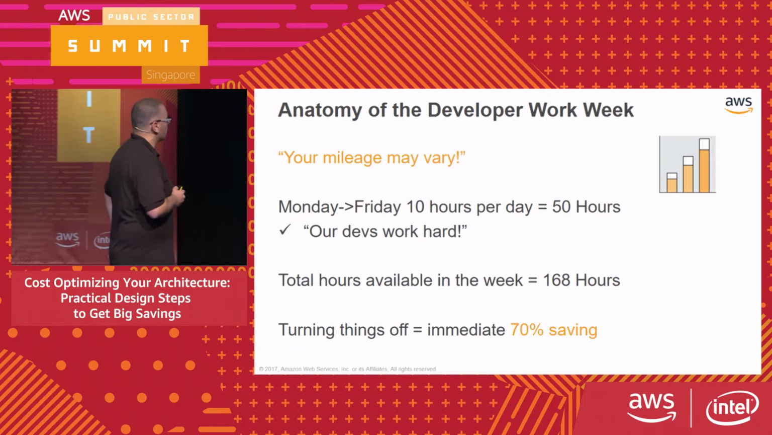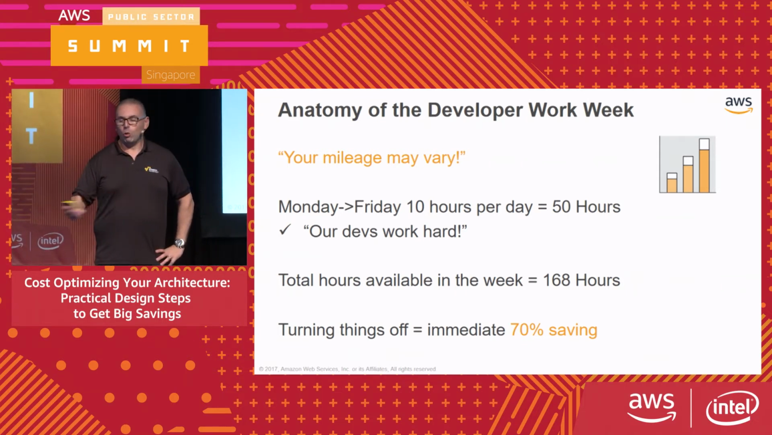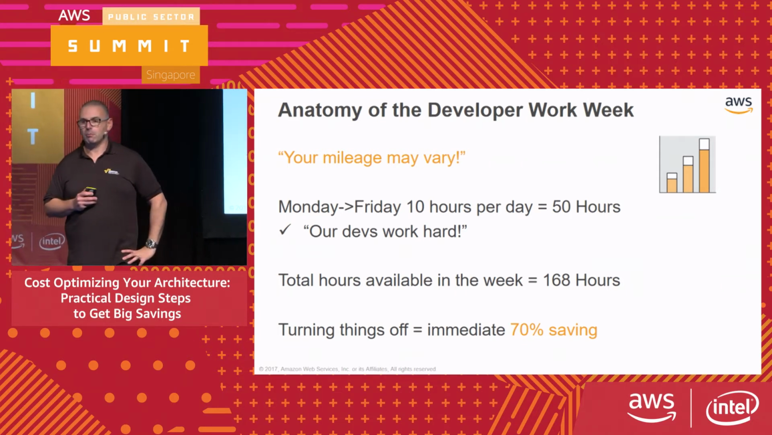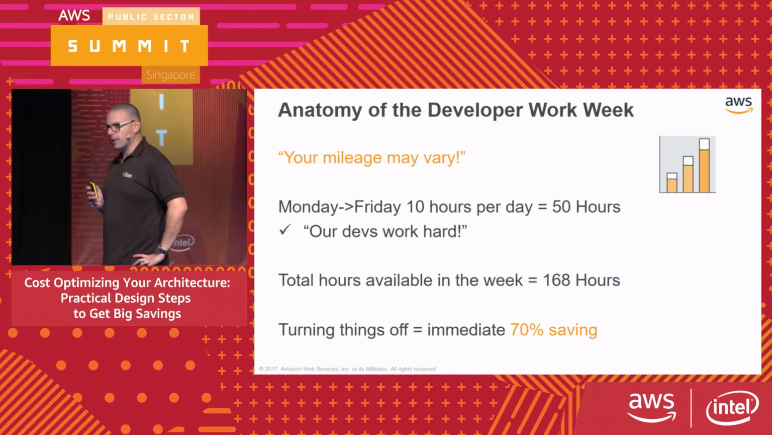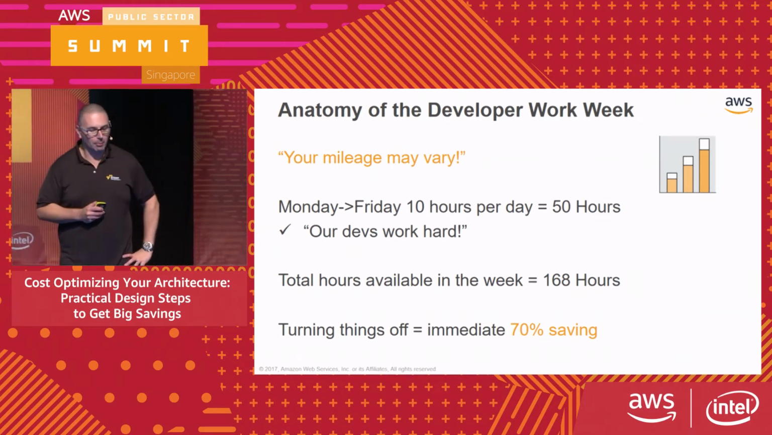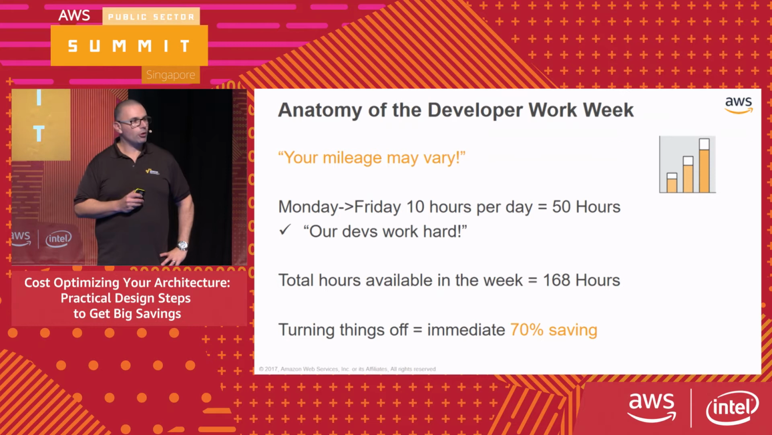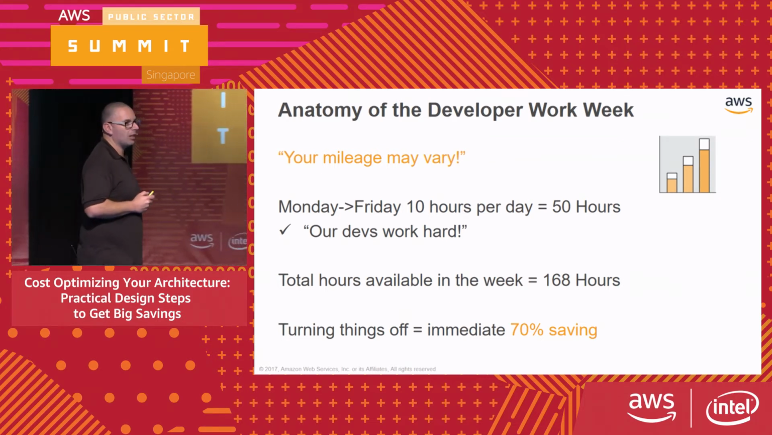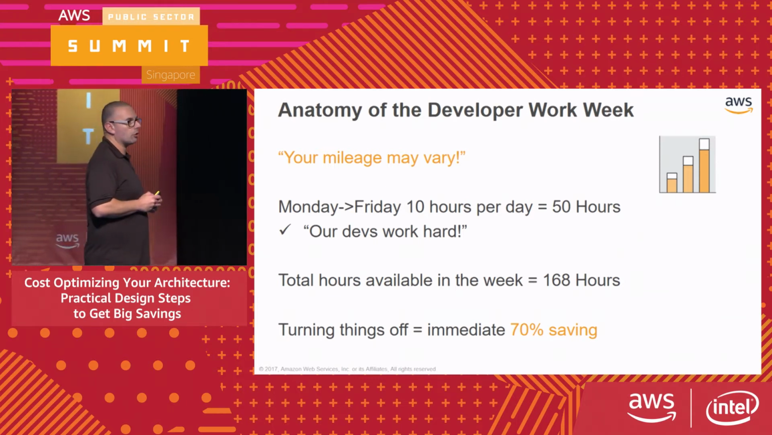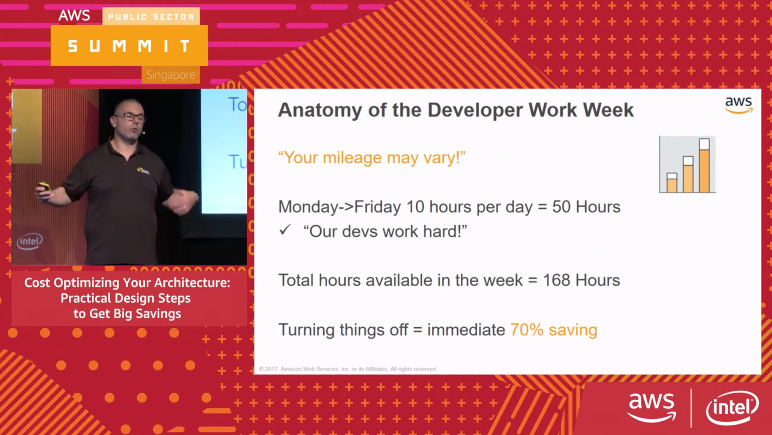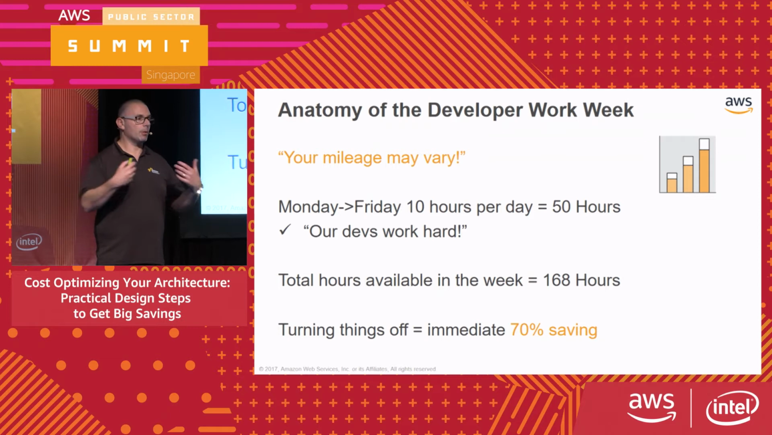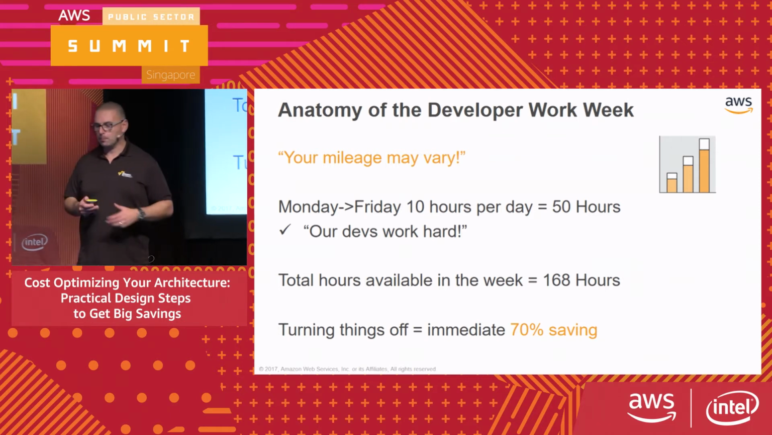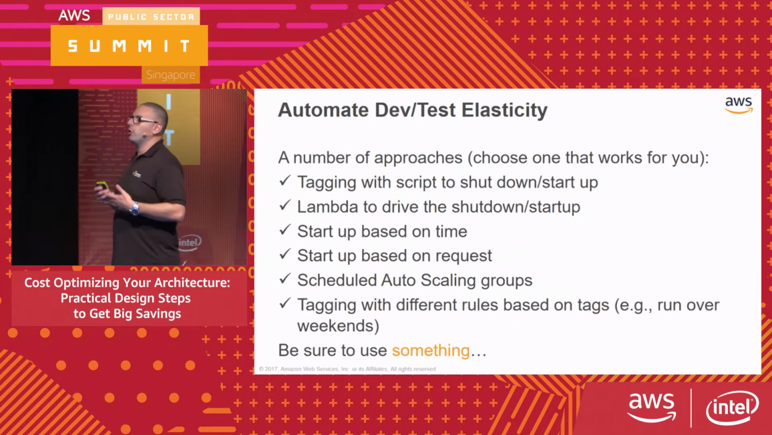Think about your developers. All your developers work really hard, don't they? 10 hours a day, Monday to Friday, sometimes the weekends, but at some point they have to sleep. So you need to turn some stuff off. In fact, DevTest is a place where just by turning things off, you can get 70% savings on your costs. That's why a lot of organizations move Dev and Test first, because it gives them the opportunity to save money up front.